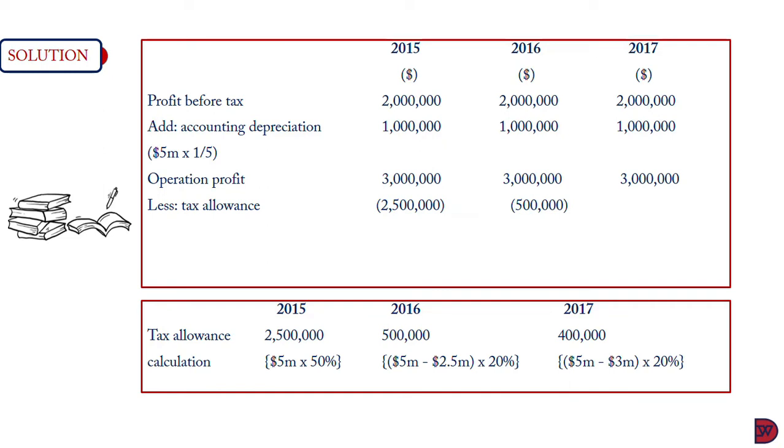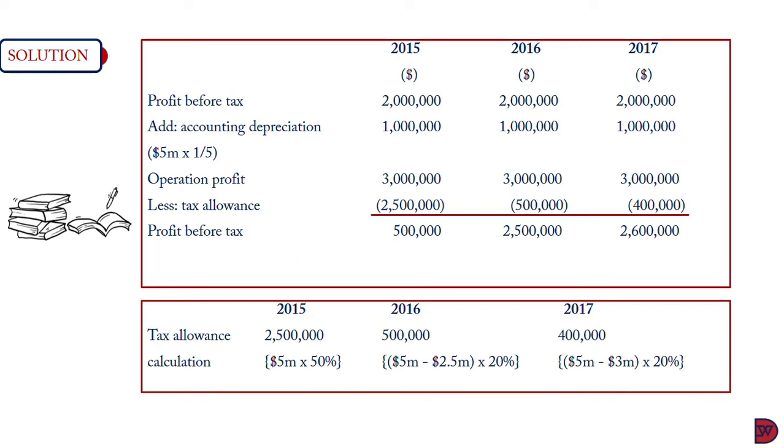We come to 2017, the balancing figure, what they normally call the tax written down value, will be the original price less the figures allowed so far, which is the 2.5 million and the 500,000, times the 20%, giving 400,000. So we also less it from the operation profit of 2017. So the profit before tax for 2015 will be 500,000, 2016 will be 2.5 million, 2017 will be 2.6 million.